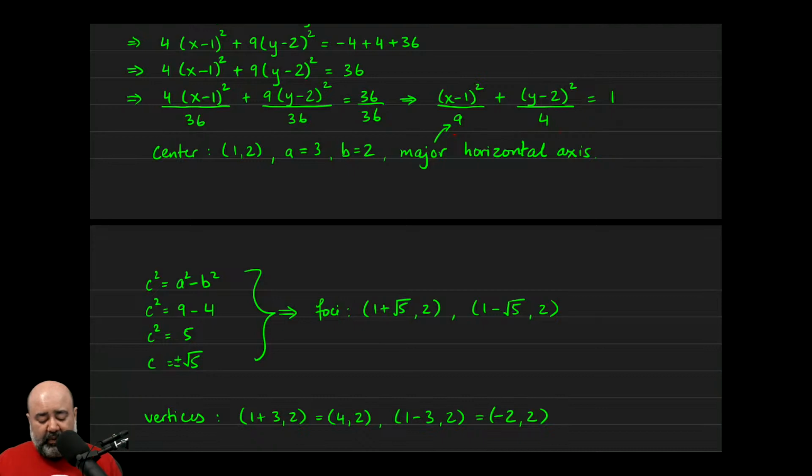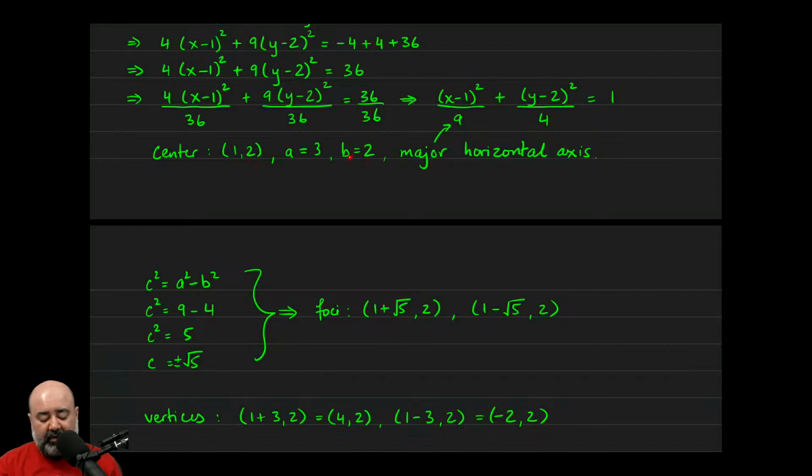Now from here, we can find what a is. A is the square root of 9 because it's the larger of these two. And since the larger number lives underneath the x term, we know that the horizontal axis is going to be the major one. Had the 9 been underneath the y, then we would have said, oh, this is an ellipse that's stretched vertically. So the center again is still at 1, 2. The a, or half the major axis distance, is 3, and b is 2.